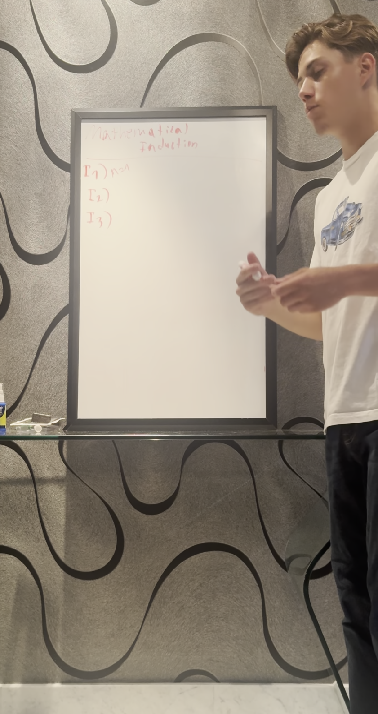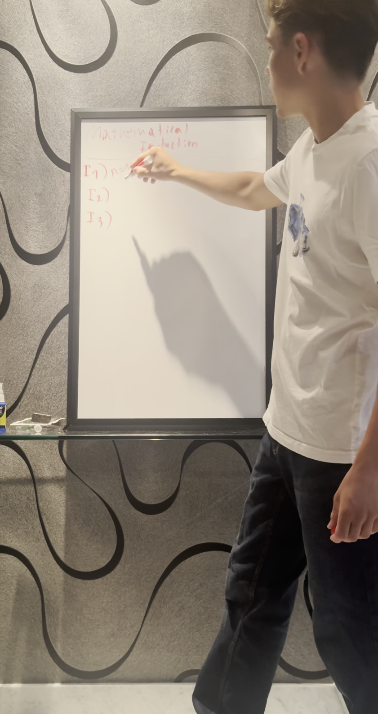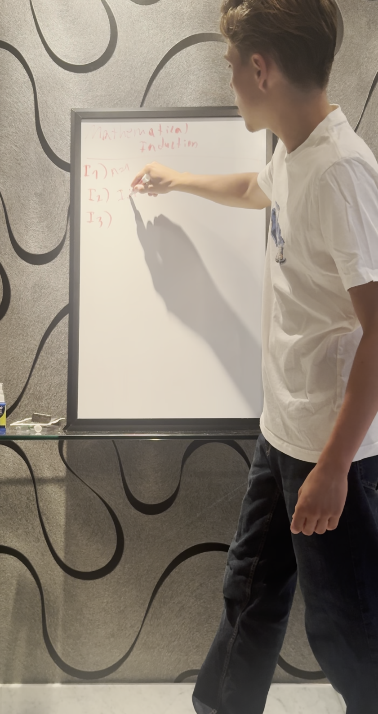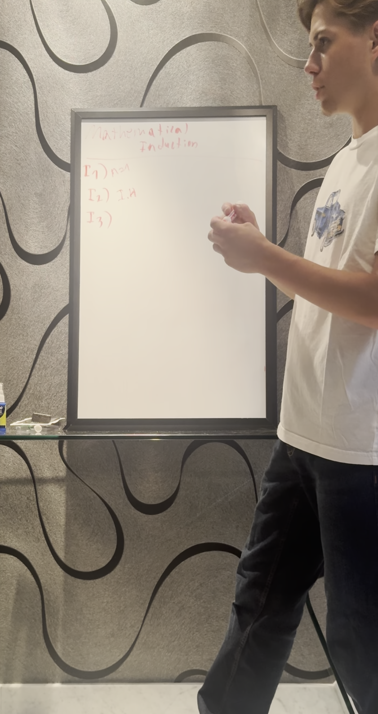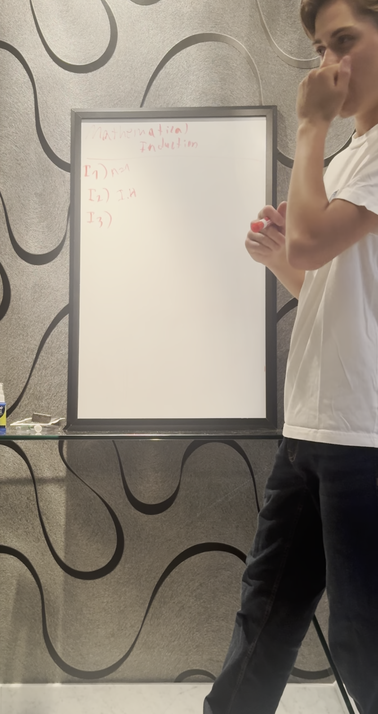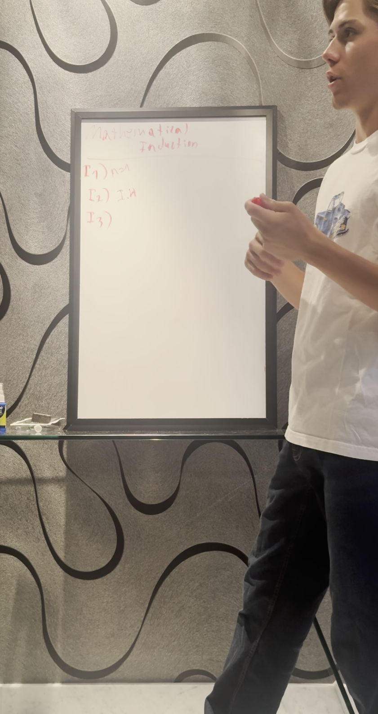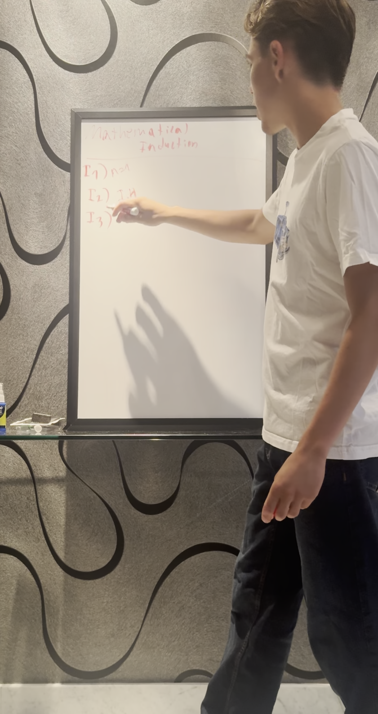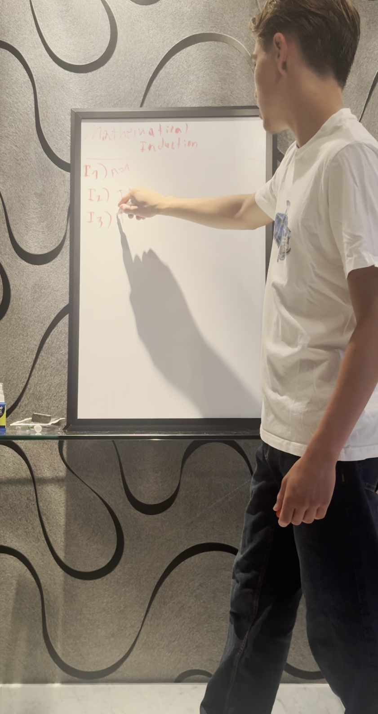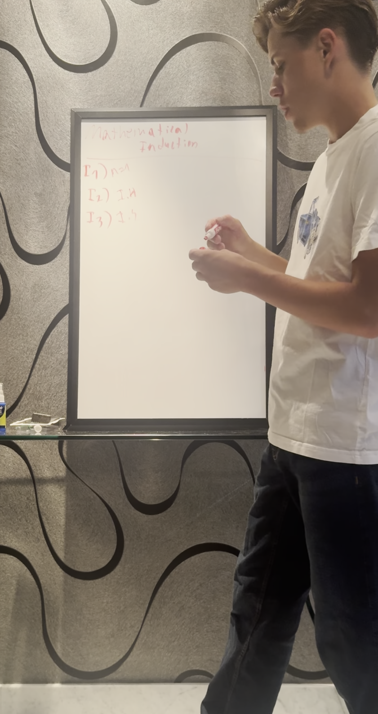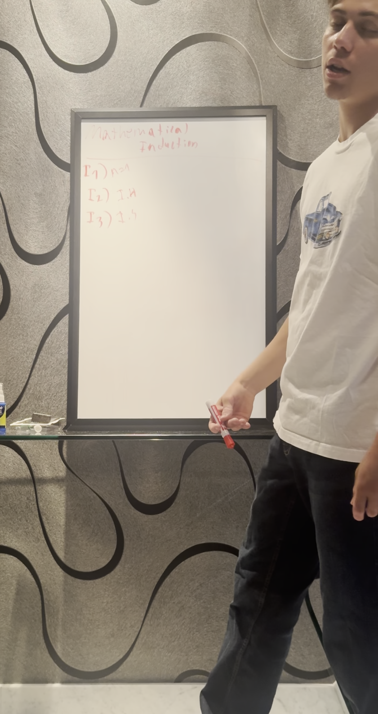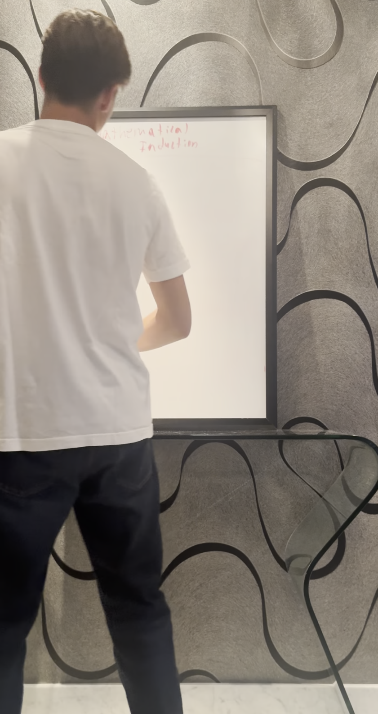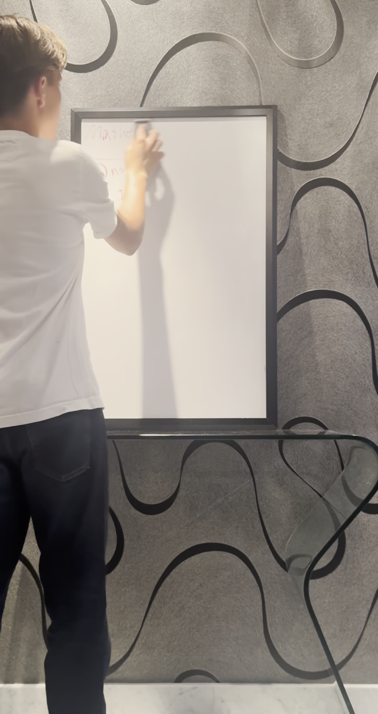I2 is our second step. That's going to be our induction hypothesis. You're going to assume that the statement you're given is true, and then prove it for n plus 1. And you actually do that in the third step, which is the induction step. It's going to be more clear once we get into the actual example, so I think we should start doing that.